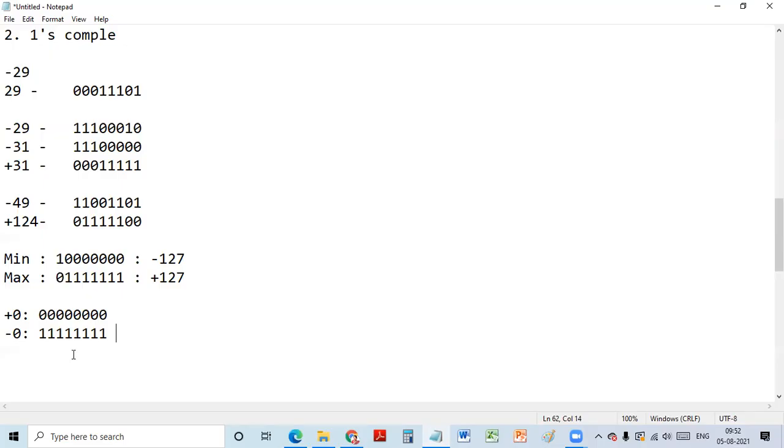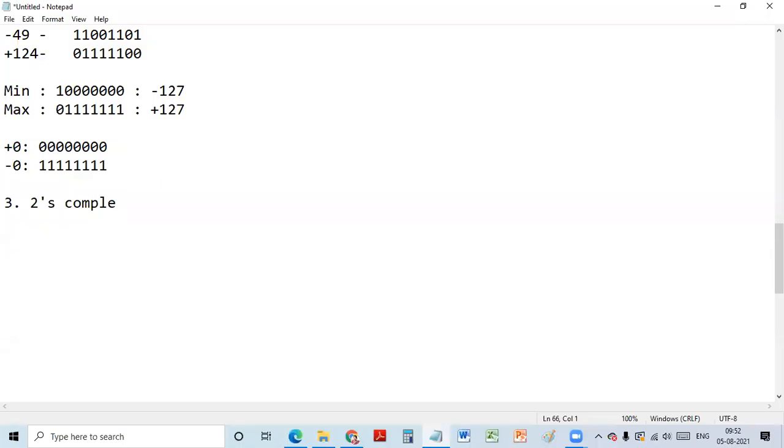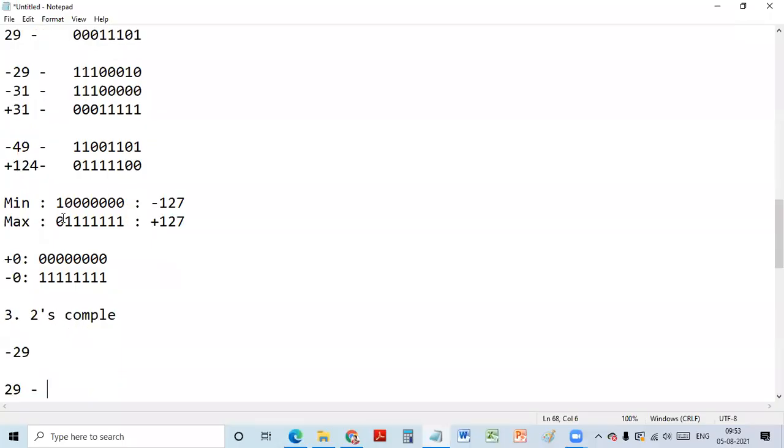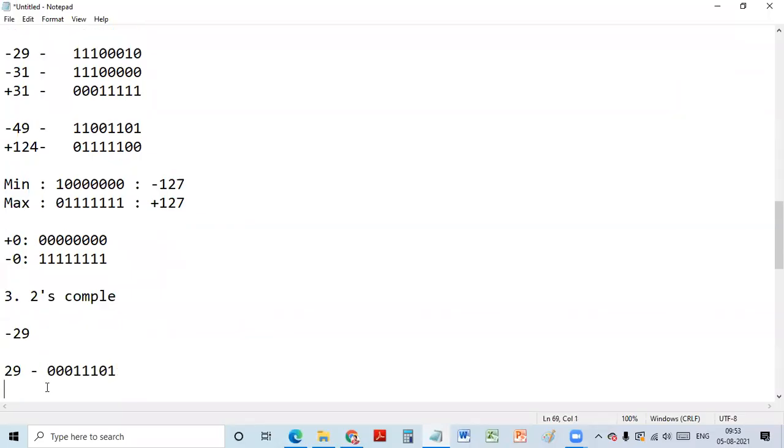Okay. Now we'll move to the third method, which is the efficient method, 2's complement. So how do we do 2's complement? I want to represent minus 29. First, I will take plus 29 in 8-bit range. We are talking about only the 8-bit range; extending it to a higher number of bits, we'll see later. In 8-bit range, plus 29 is 0, 0, 0, 1, 1, 1, 0, 1. This is plus 29.